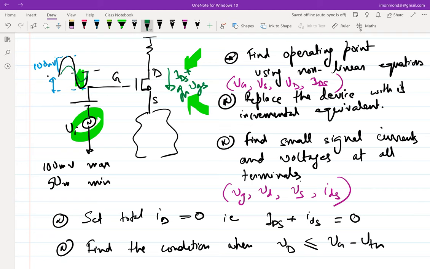I understood why there is an upper bound. Right. The input that we have. But why is that lower bound? Okay, why is there a lower bound? So if your input is decreasing, what is happening to the current?